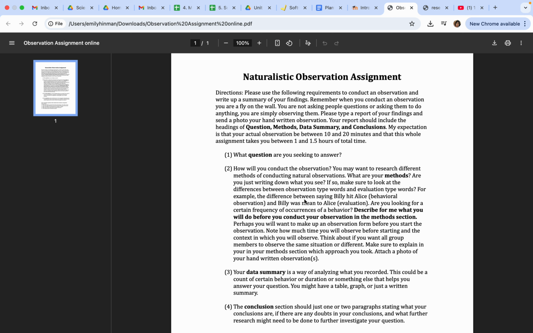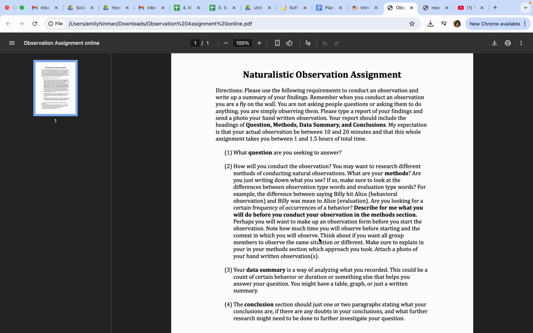And what I'm trying to say here is you want to be careful that you're writing down exactly what you see with no judgment, right? So Billy hit Alice. That's no judgment. That's just a behavioral observation. Billy was mean to Alice. That's an evaluation. We don't want to make evaluations. We want to practice writing down exactly what we're going to see. So what are you going to write down?